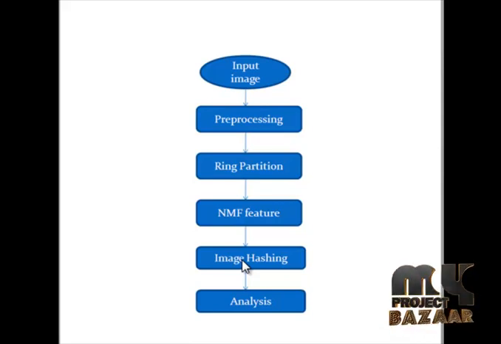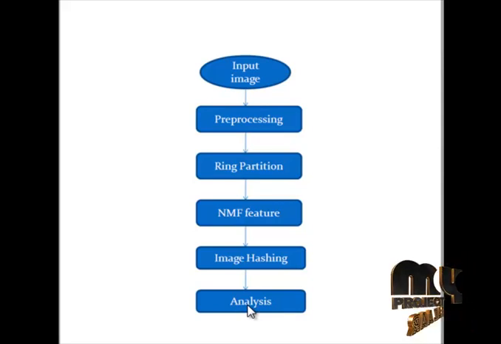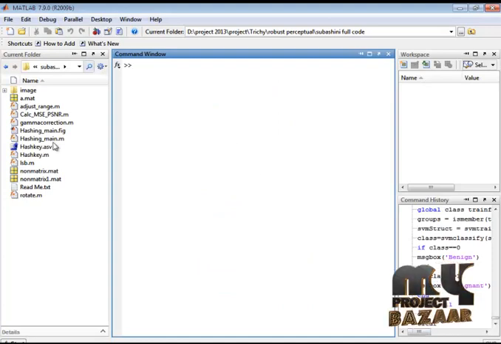So it will be checking based on the threshold value. So if the hash value is less than the threshold, it will be the original image. Otherwise, it will be detected as a modified image. So it will go to the analysis step. In analysis, we are identifying the PSNR and MSE values, and we check the quality factor of the image. Now let's see the demo.